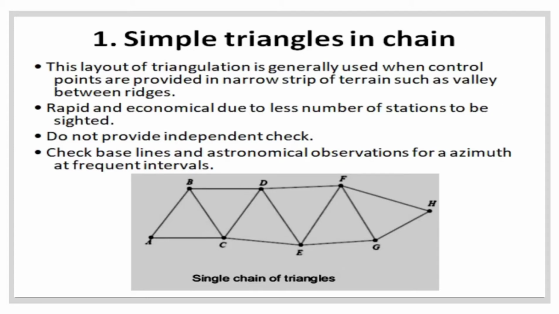This layout of triangulation is generally used when control points are provided in a narrow strip of terrain, such as a valley between ridges. Rapid and economical due to fewer stations to be sighted. Does not provide independent check. Check baselines and astronomical observations for azimuth at frequent intervals.